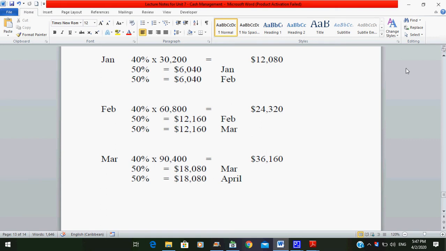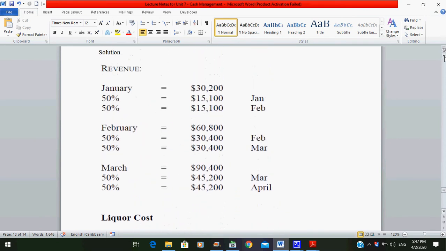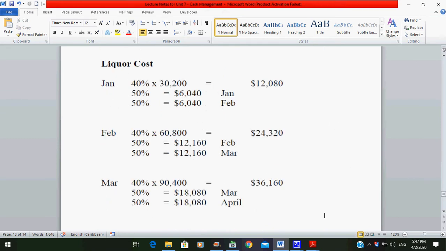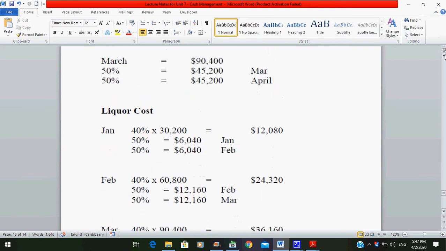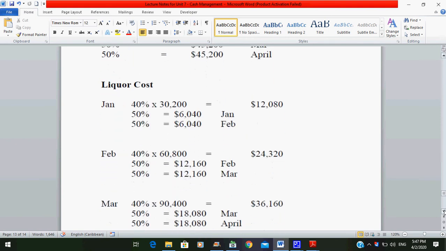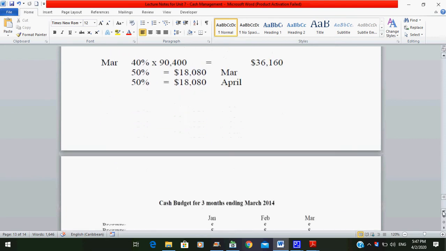All right. So these are what you will use to help build up your cash budget. This is basically, when you look at the video before, we would have called this our receipts, and then we call this part of our disbursements. Anyway, let's go on to the cash budget now.